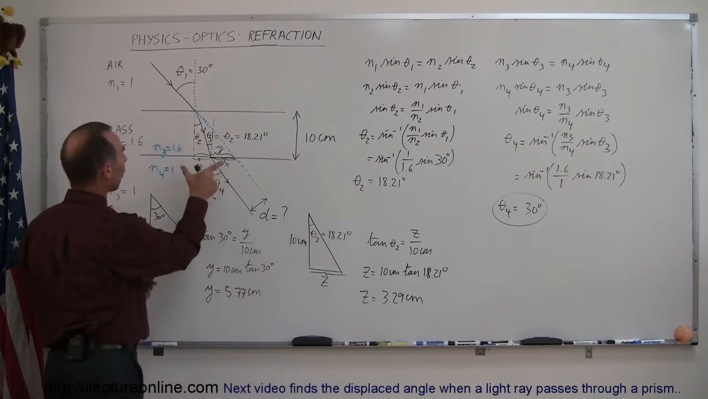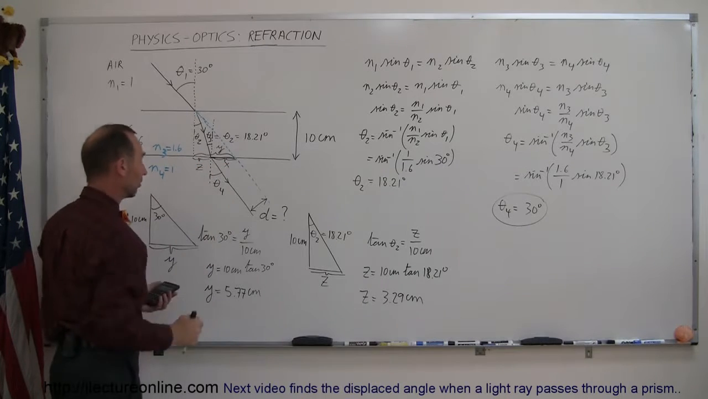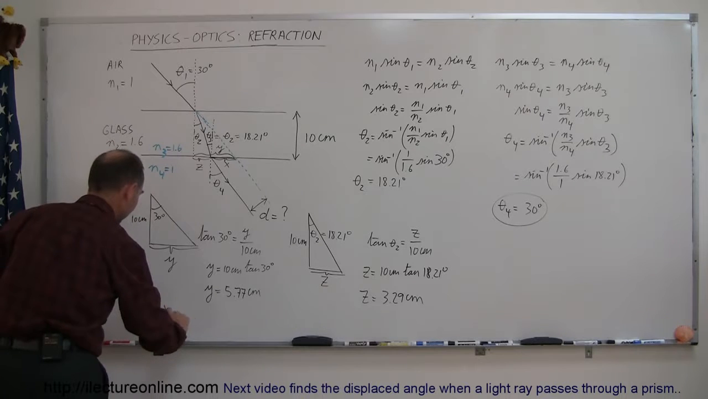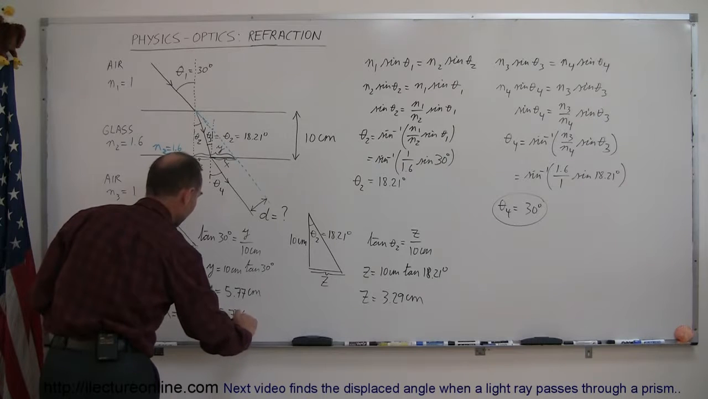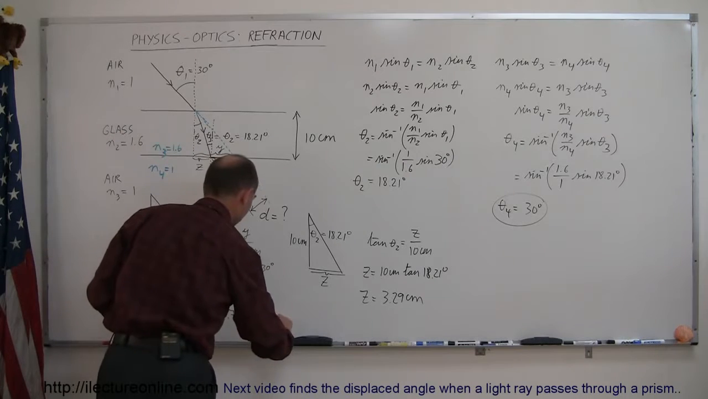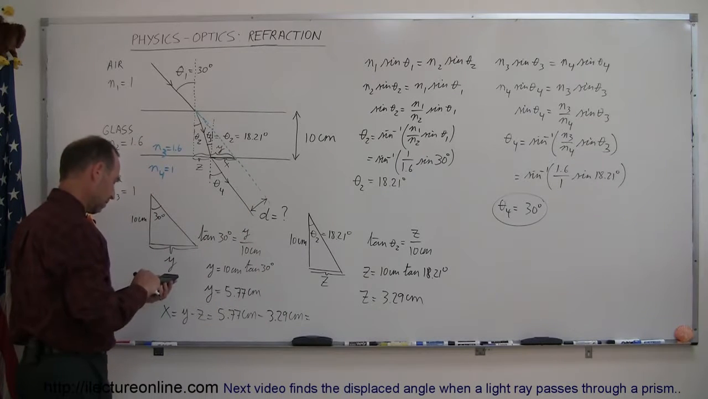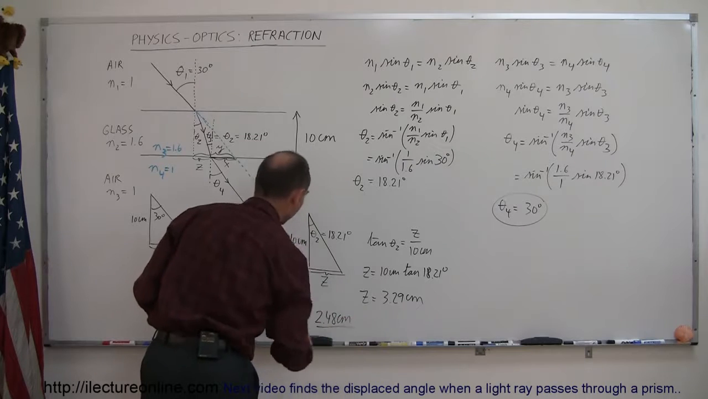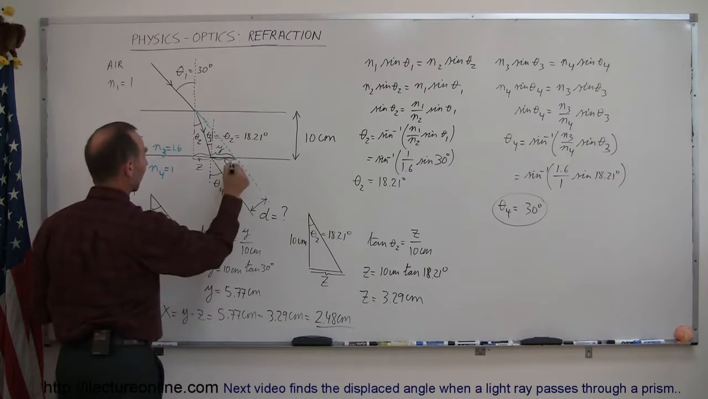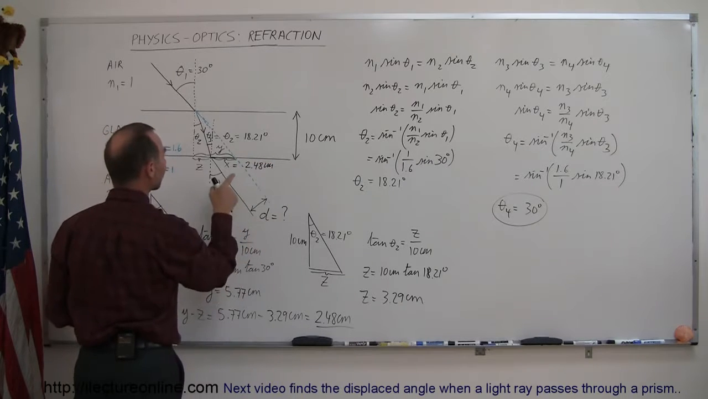Okay, so now we found y, we found z, now we can find x, because x is simply going to be y minus z. So let me write that here. x is equal to y minus z, and y is 5.77 centimeters, and z is 3.29 centimeters. So 5.77 minus 3.29 equals 2.48 centimeters. We're almost there. So now we have the value for x, which is 2.48 centimeters. So how do we find d?